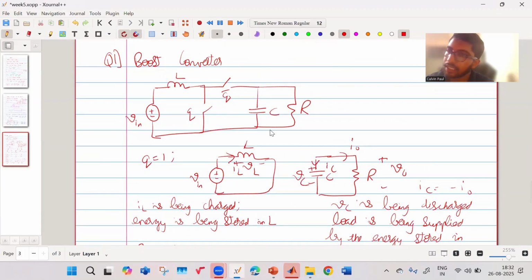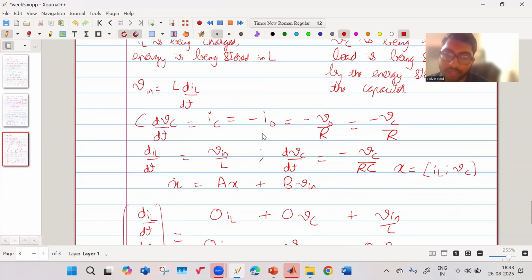Okay, so we just consider a simple boost converter. Its working is very simple, very easy to understand, but I'm just doing it a little bit slow. If you have any doubts, any queries, you can let me know. Okay, so this is for the circuit case when Q equal to 1.